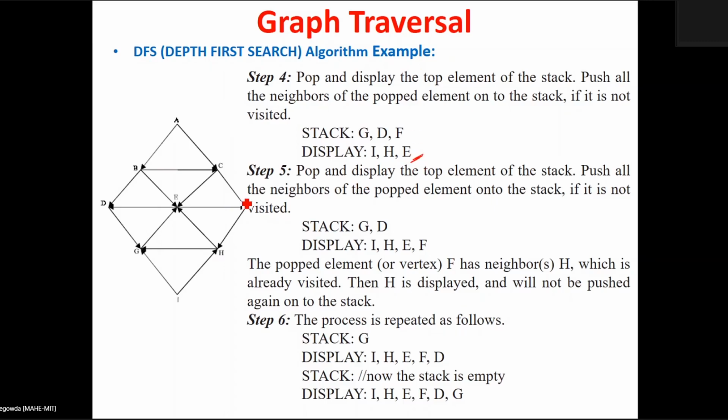Then after that I am going to find the neighbors of E. Who are the neighbors of E here? The neighbors of E are D and F. D and F are not yet visited, not yet displayed, and not on the stack, so push them onto the stack. After pushing, I get the status like this: G, D, F are available on the stack, and I have visited I, H, and E.